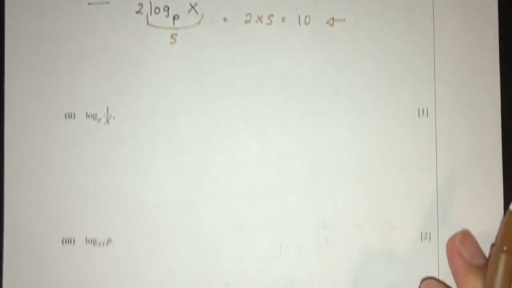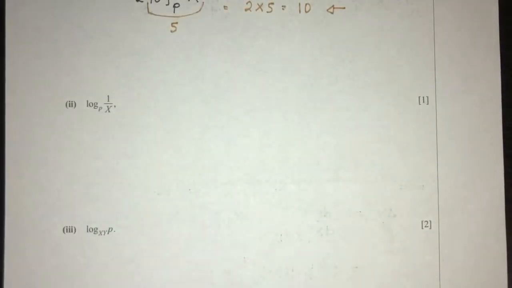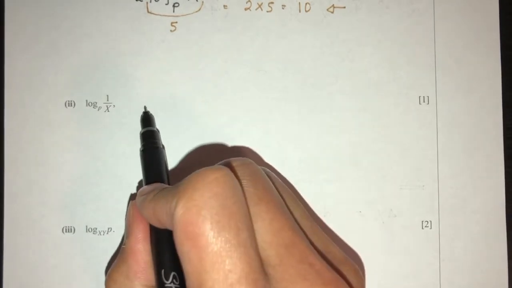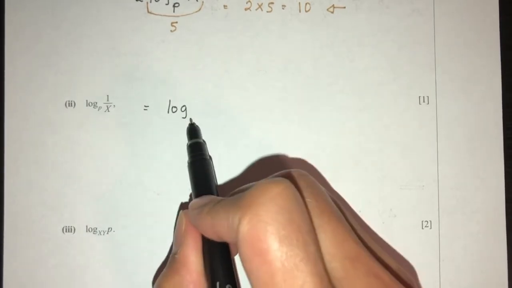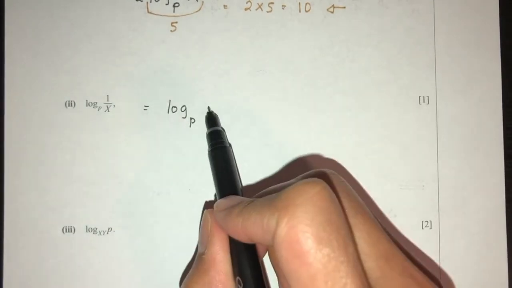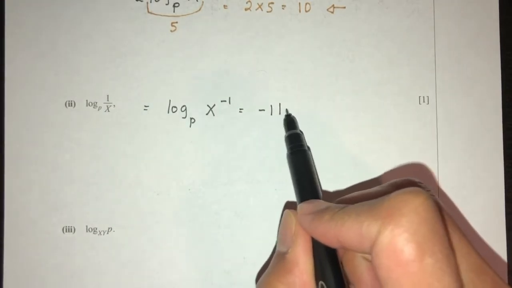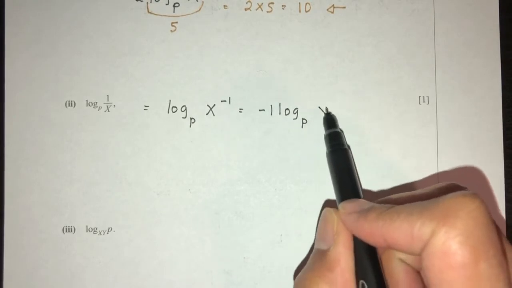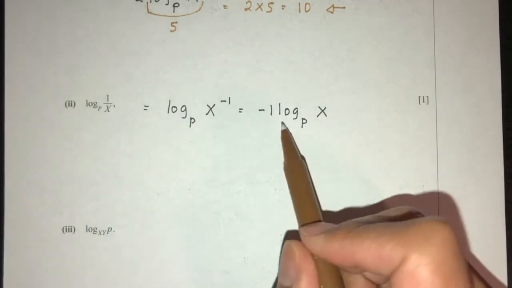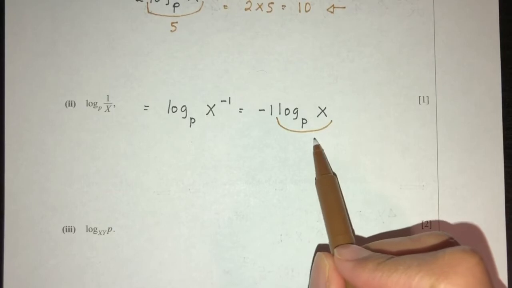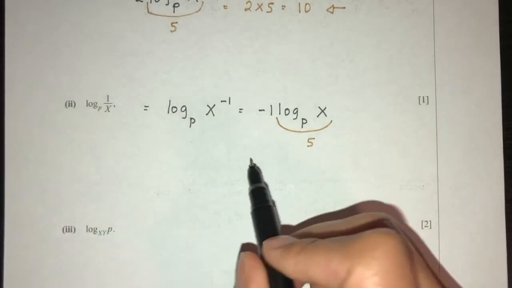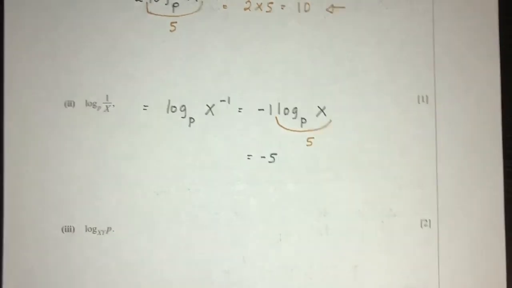That is the first one. And then for this one, you can just rewrite this as log base p. Bring this x up, you'll have x power minus 1, which is equal to minus 1 times log base p of x. And this value right here is given to you as 5. So your answer will be minus 5.